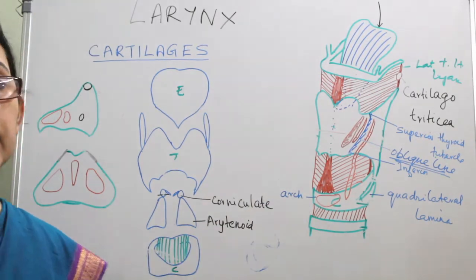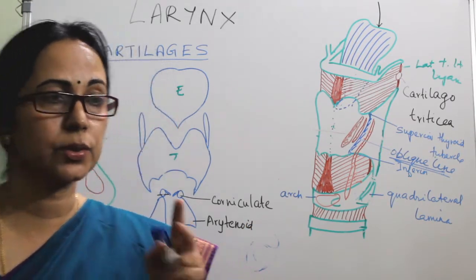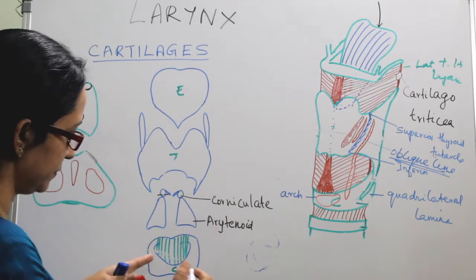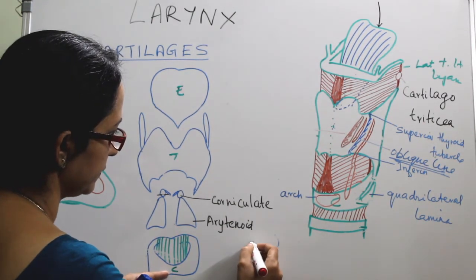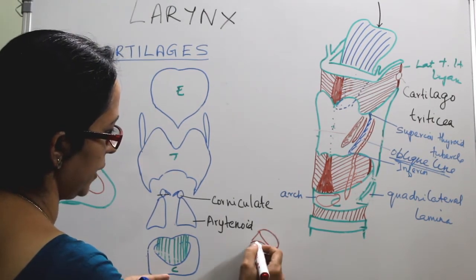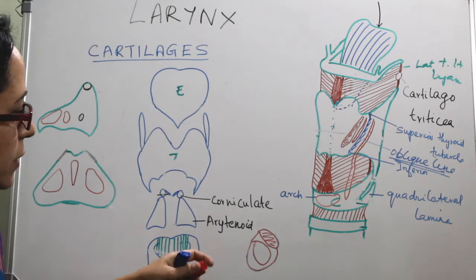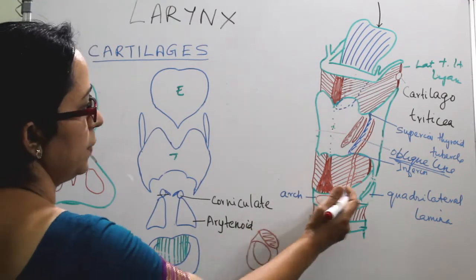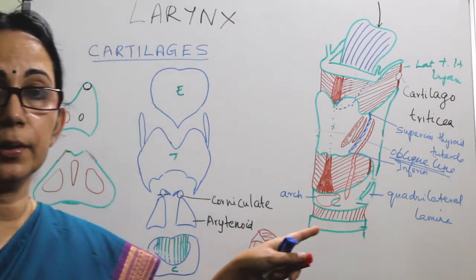So the cricoid cartilage is the only cartilage in the larynx which has got a complete ring. Actually it is the shape of a ring. It has got an anterior arch and a posterior wider part. It is like this. This becomes the posterior part and this becomes the anterior part, similar to the ring you wear. Anteriorly an arch and posteriorly there is a quadrilateral lamina. It's a very broad quadrilateral lamina posteriorly.